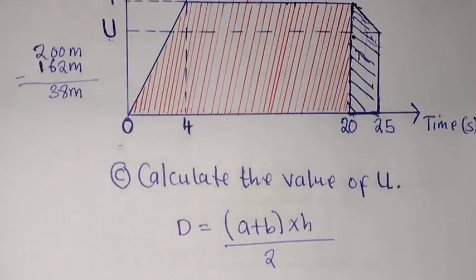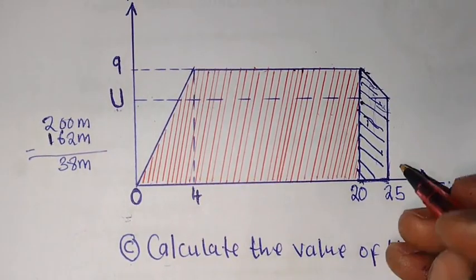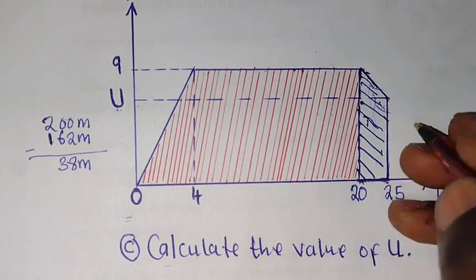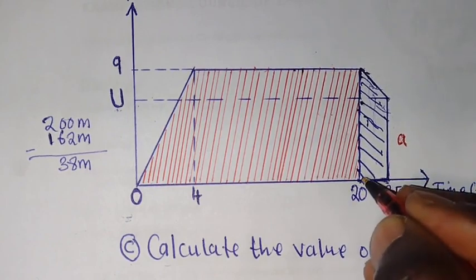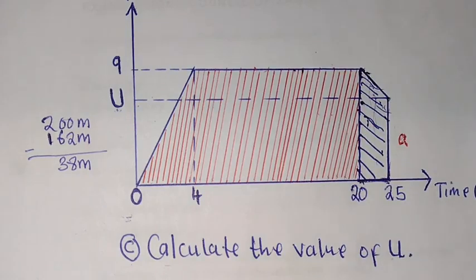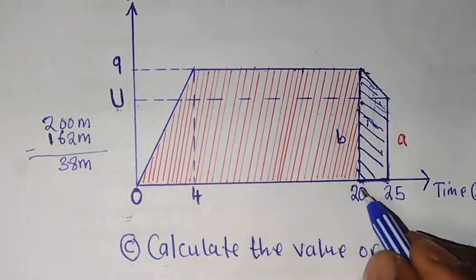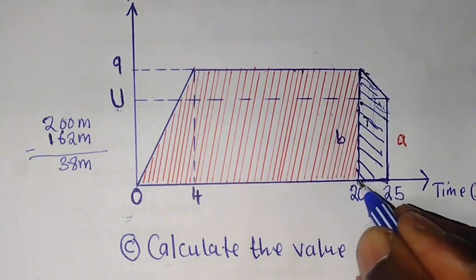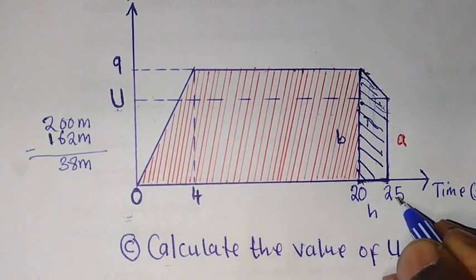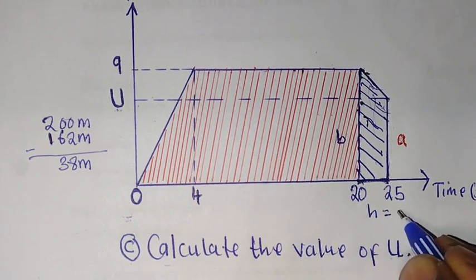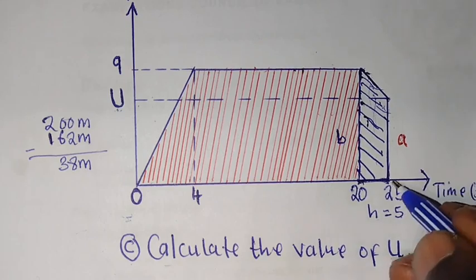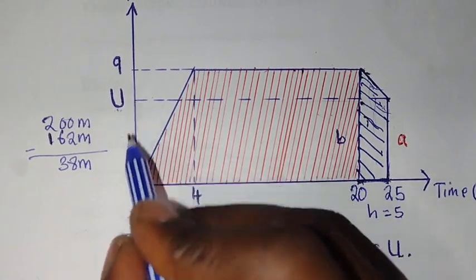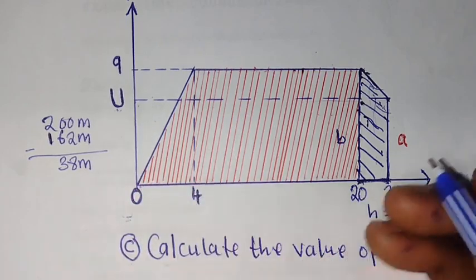So let us go back to our shape. We identify the sides. From here to here we are going to have a, then from here to here we are going to have b. Then from here to here is where the height will be. The height will be the difference in time, 25 minus 20, which is 5. So height is equal to 5. Then from here to here, we look at the corresponding figures, u and 0, so u minus 0 is u.